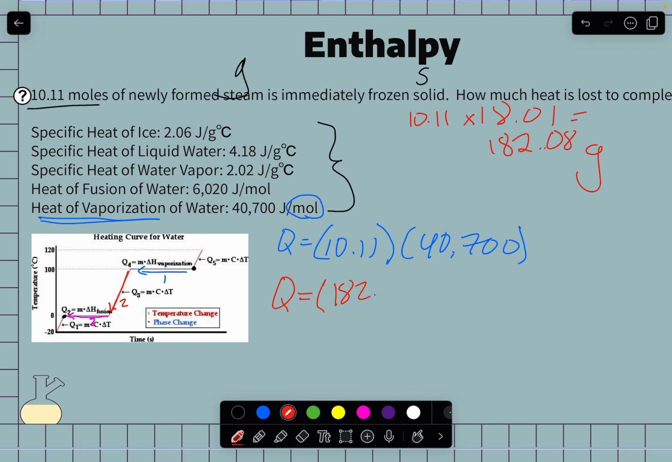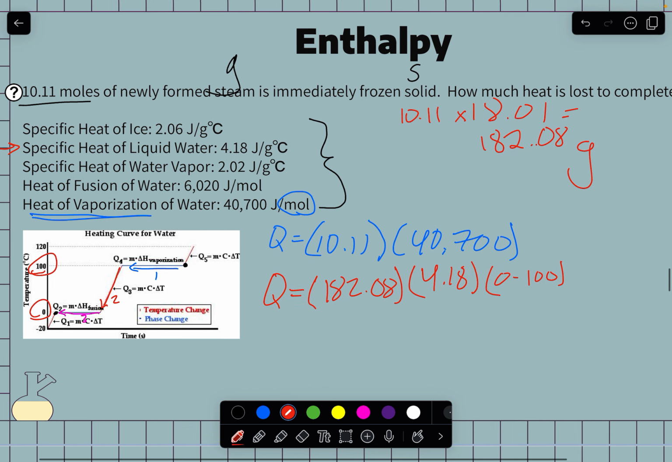Okay, so for M here, we're going to use our mass. So 182.08 grams times our C. So in this step here, for step 2, we are as a liquid. So we need a C of liquid water. So 4.18. And the change in temperature is given on the graph for this one. But remember, water goes from 0 to 100 when it's a liquid. So it freezes at 0, boils at 100. Or sorry, this is final minus initial. So it should be 0 minus 100. So it's negative 100 there. Okay?